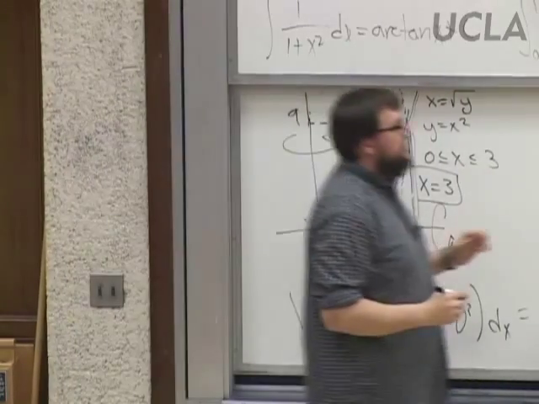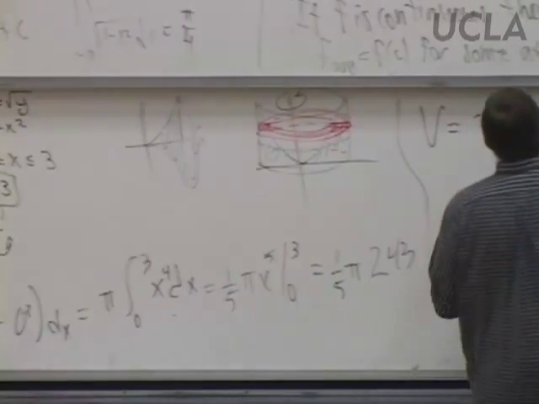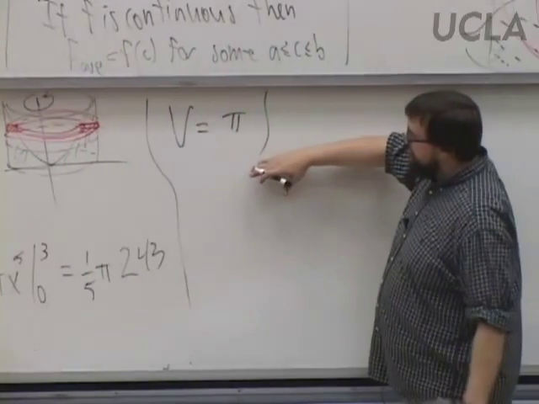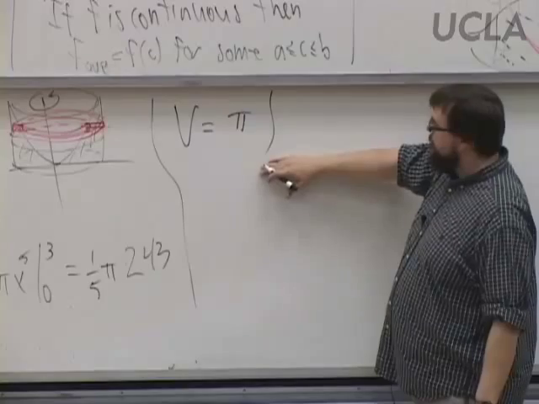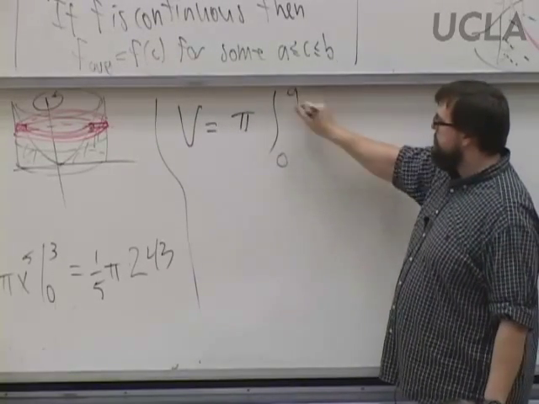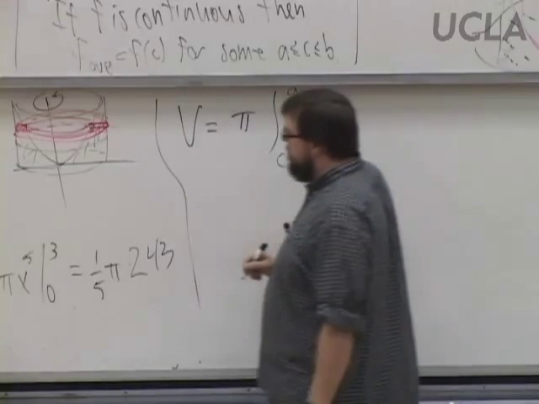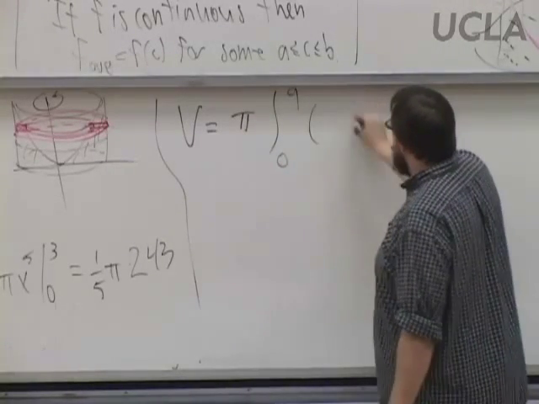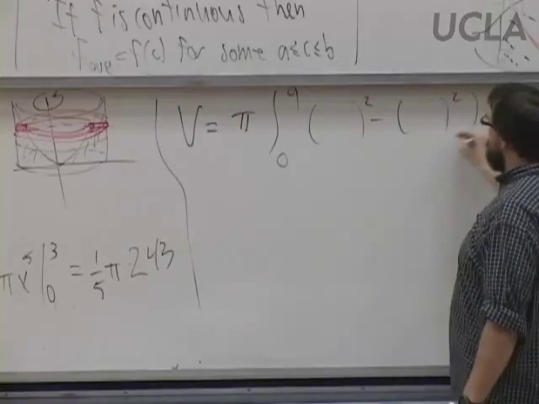So we go through and we figure out the bounds. So where does my slice go between? Well, it goes from my y values. My lowest y value is 0. Highest one is 9. All right, that's easy. Then I'm going to have something squared minus something squared dy.